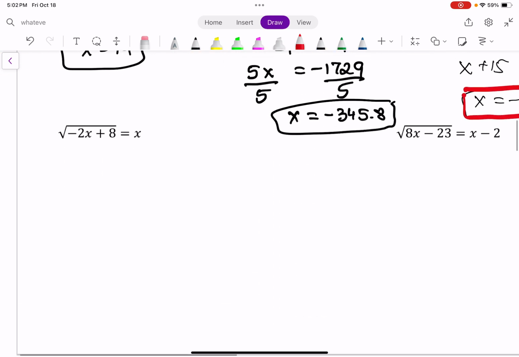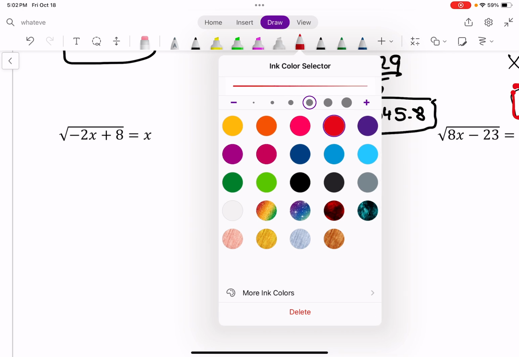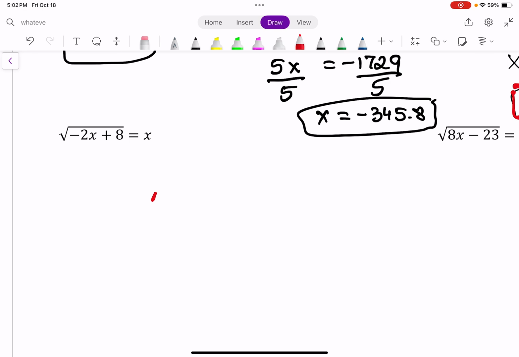These last two equations are going to be trickier because as soon as I square both sides, as you see, my square root is isolated. It's all by itself. So square both sides. The square again takes the square root away, and I know it's a square root because there's no index written there. If no number is written in here, then that means a square root. So the square takes away the square root.